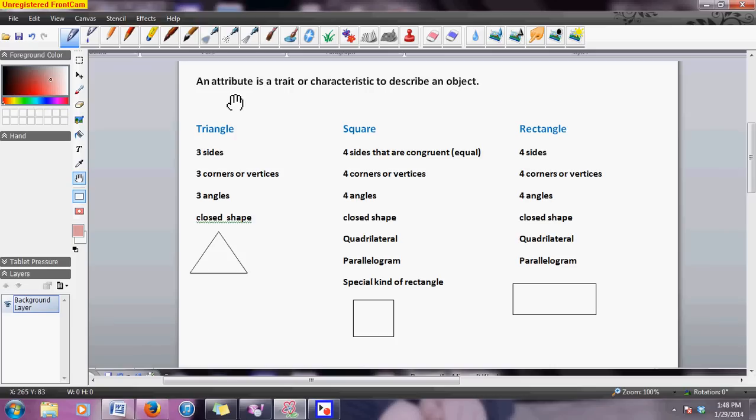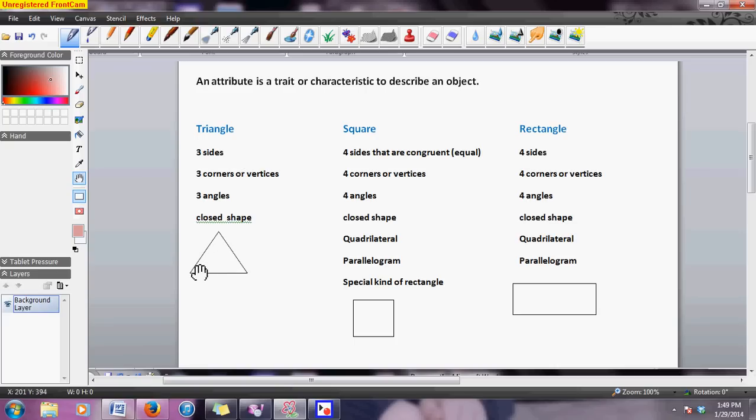When you're talking about attributes of shapes, you want to stay away from words like shorter than, longer than, stretching out, color, or texture. The vocabulary that you want to be using are sides, corners or vertices, angles, it's a closed shape, quadrilaterals, parallelograms. This is the type of vocabulary you need to be using when you're talking about shapes and attributes in geometry. So let's take a look at the first shape we have here, which is a triangle.